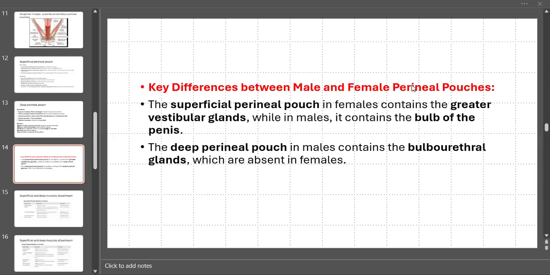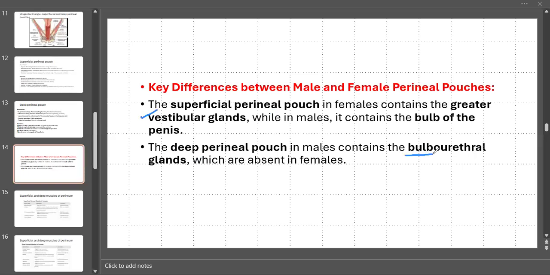The key difference between male and female perineal pouches. So the superficial pouch in female has greater vestibular glands, but in the male we have bulb of the penis. And in the deep perineal pouch, guys, the male contains the bulbourethral glands. Okay, so this is also an exam question. These two are exam questions.